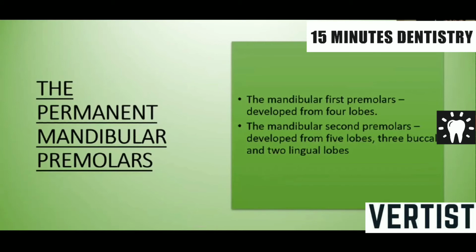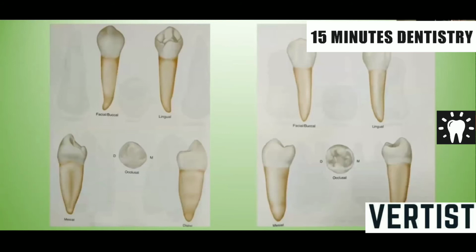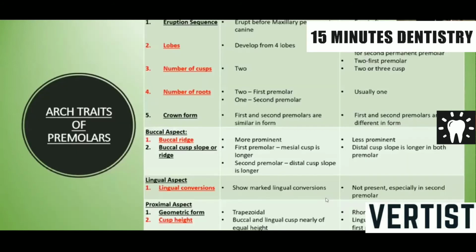The mandibular premolars: the first mandibular premolar develops from four lobes, while the second premolar develops from five lobes, three buccal and two lingual. These are the pictures of the mandibular first and mandibular second premolar.